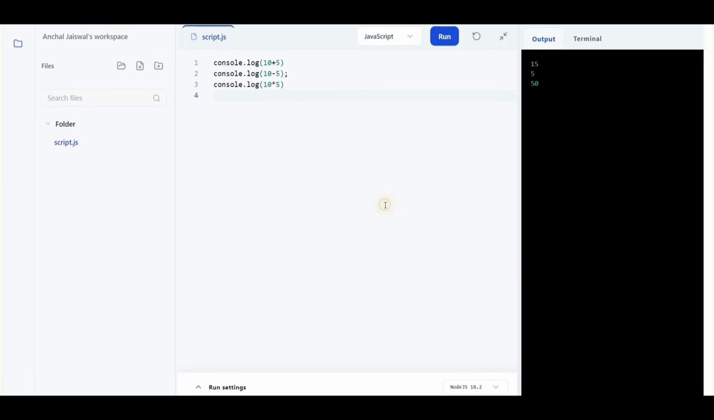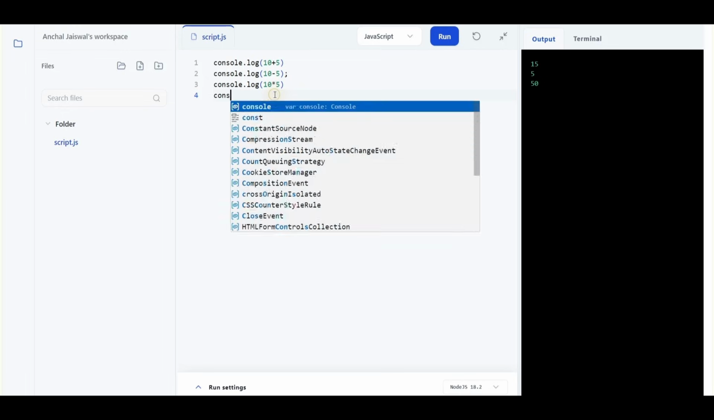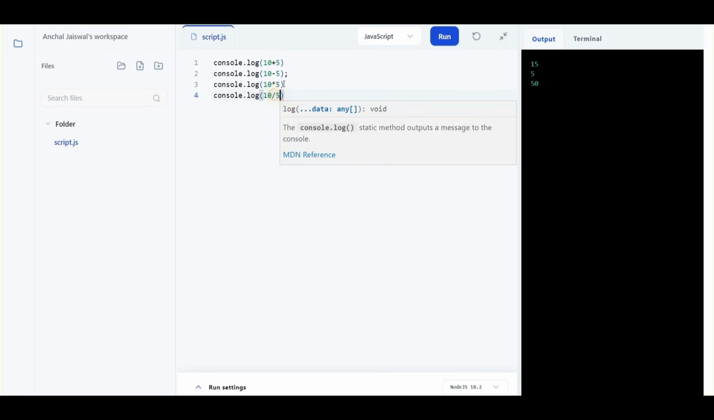Next is division. For division, JavaScript uses the forward slash. Here 10 is divided by 5. Let's check the result. And we get 2. So forward slash is our division operator.